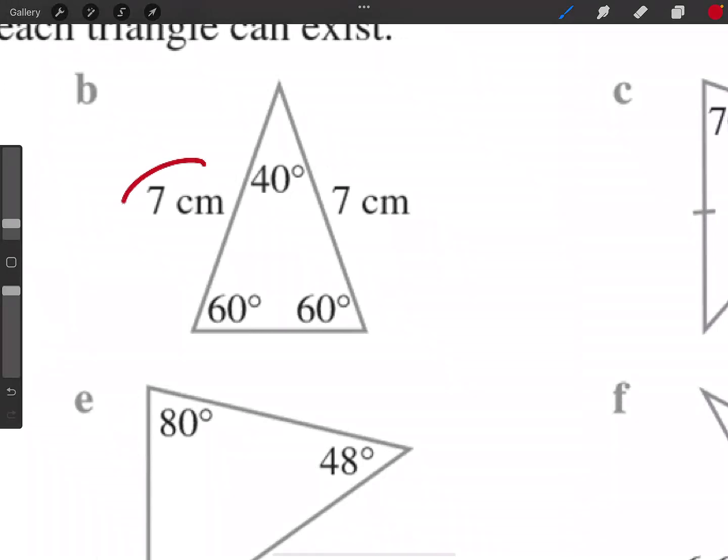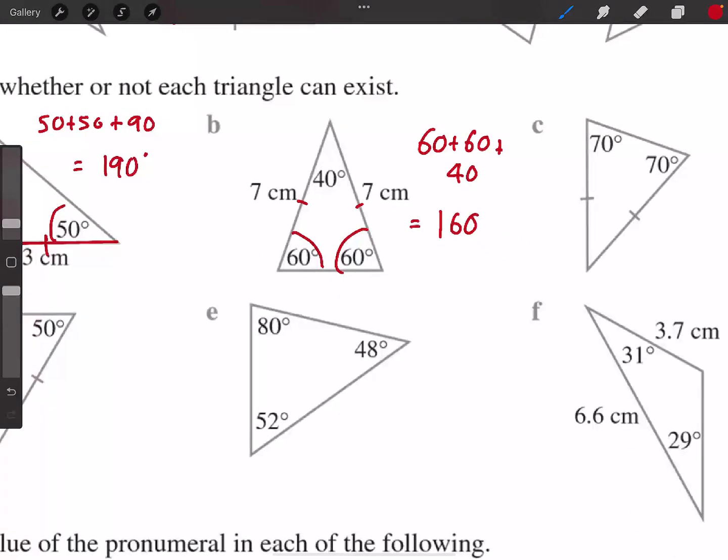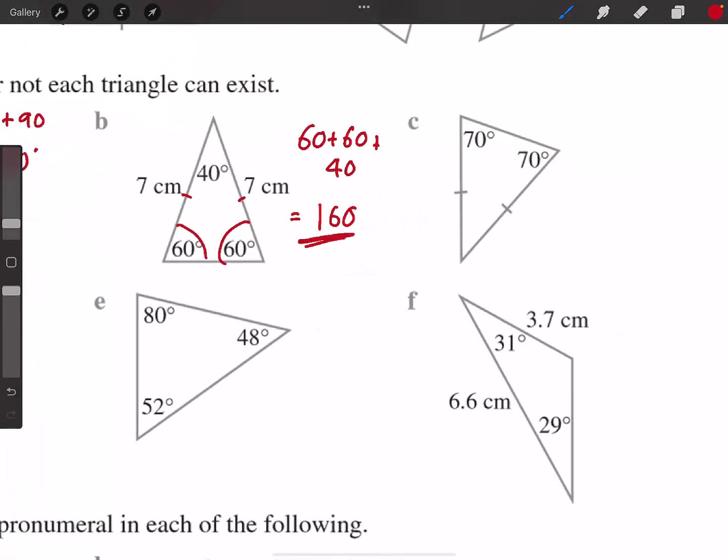We see they put these 7 centimeters there to trick you. Doesn't really matter how long that length is. All we need to know is that these lengths are the same and these angles are the same. So 60 plus 60 plus 40. Okay, what does it add up to? It adds up to 160. Is that enough to make a triangle? No, it's not enough. It has to be 180.